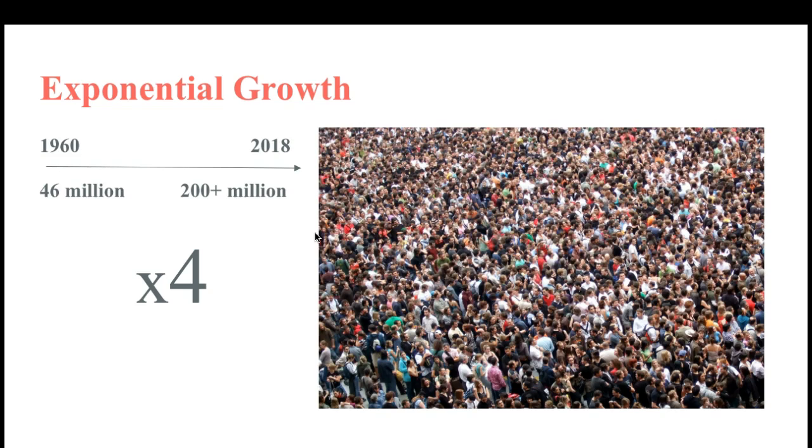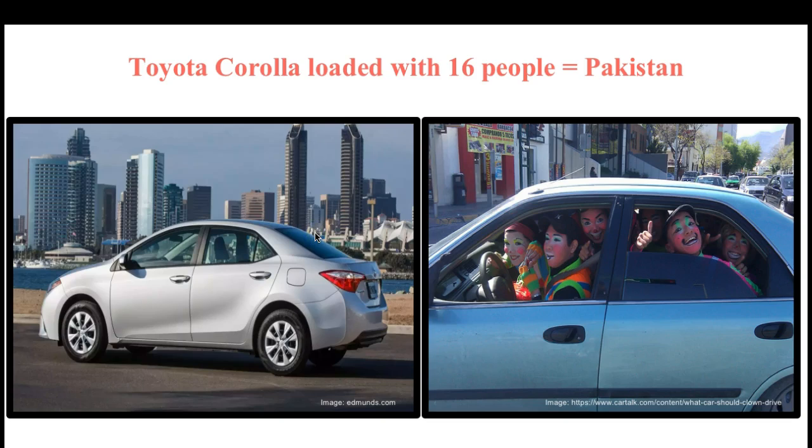Here's another way of putting it. Many of us are familiar with the Toyota Corolla. It's a small four-passenger vehicle. Imagine Pakistan is that Toyota Corolla. The population of Pakistan today would be equal to cramming 16 people in that four-passenger vehicle. As you can imagine, this would be very uncomfortable and would create some very dangerous problems. We are here today to inform you all about these problems.